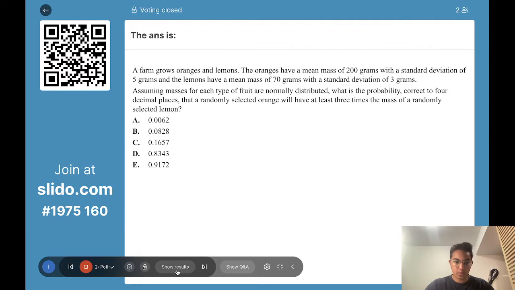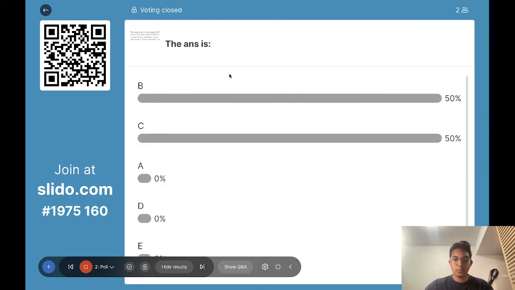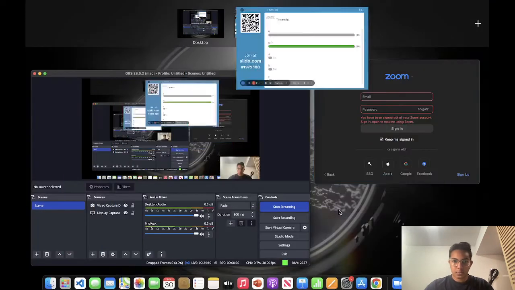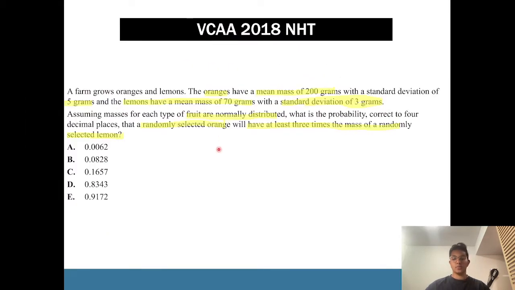Okay. Gonna lock voting and show the results. So people are split between B and C. Okay. So the correct answer for this one was C. All right, let's walk through why.